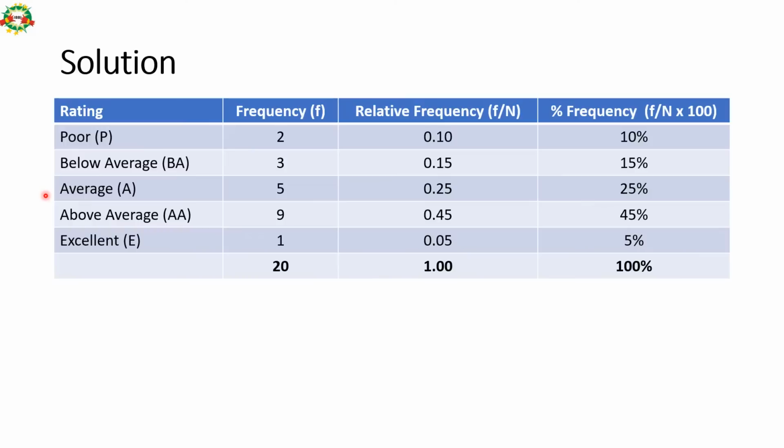Likewise, since 3 customers gave below average rating, the relative frequency of these customers was 3 divided by 20, that is nothing but 0.15. And if we convert it into percentage frequency, we multiply these numbers by 100%, which gives 10%, 15%, 25%, 45%, then 5%. So this is the solution.